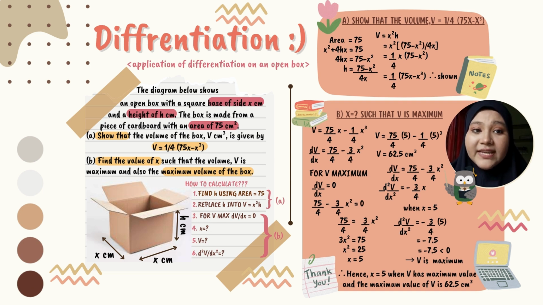Then we use the second derivative, d squared V over dx squared, when x is 5, to find whether V is maximum or not. We get d squared V over dx squared is negative 7.5, which is below 0. So the volume of the box is maximum. Hence, x equals 5 when V has a maximum value, and the maximum value of V is 62.5 centimeter cube.